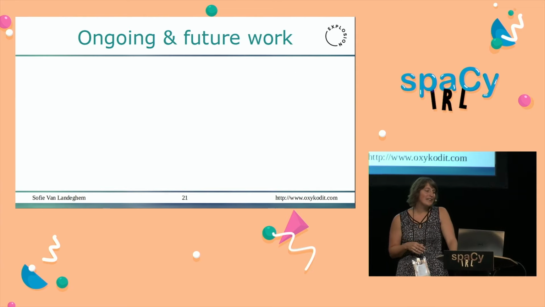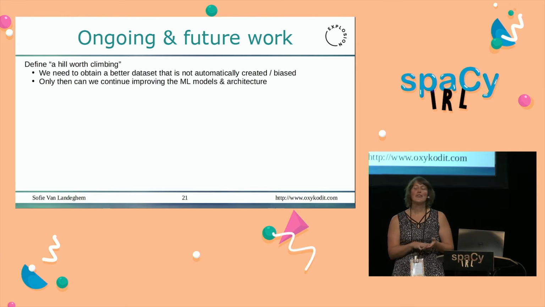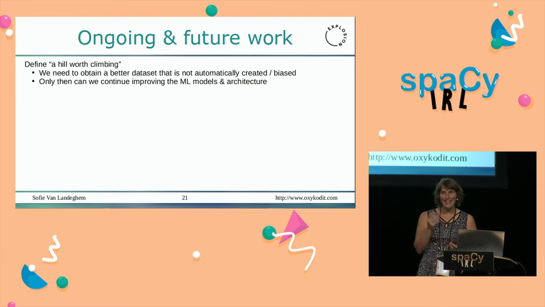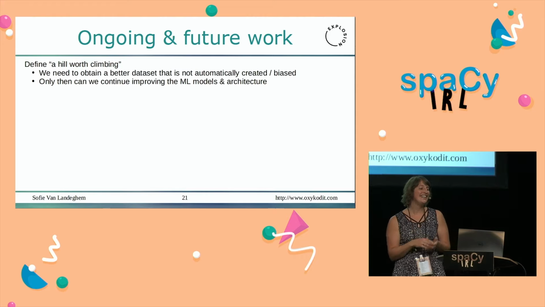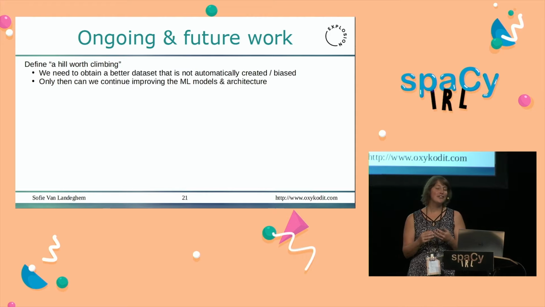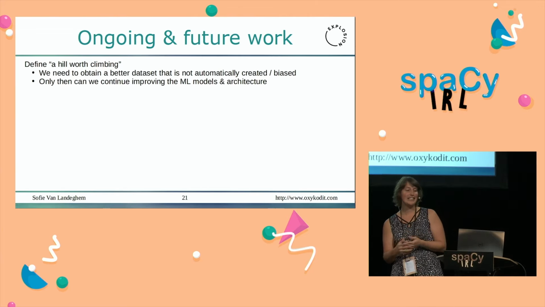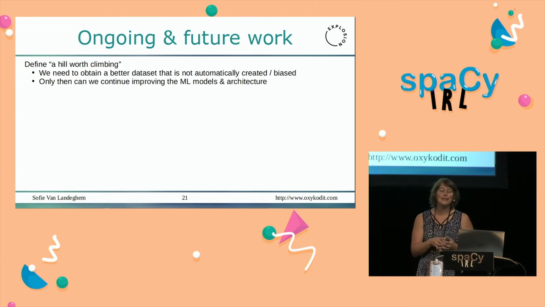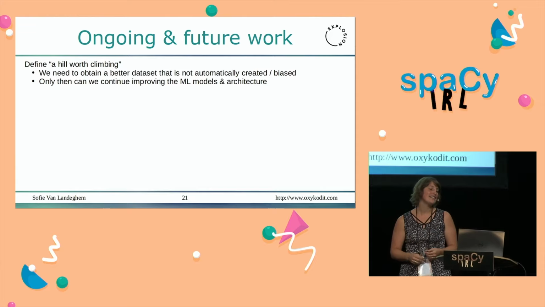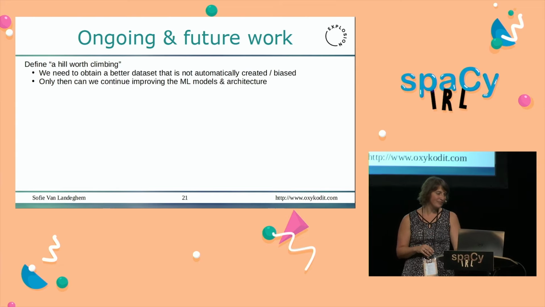So I think it's clear from these discussions and from some further analysis that we did, that there's something going on with the data. So that's one of the first points of future work that we want to address. As Matt puts it so eloquently, we need to define a hill worth climbing, right? So we need to obtain a better data set that is not automatically created and biased. Fortunately, we have access to a great annotator tool, Prodigy, so we can definitely work with that. And only then, once we have a more robust data set, we can actually go back and improve the models, tune the parameters, and look at different architectures and so on.